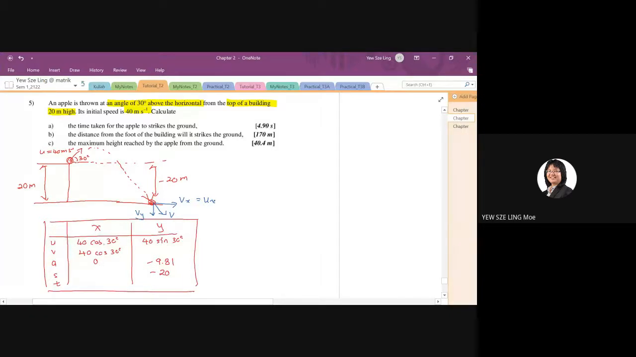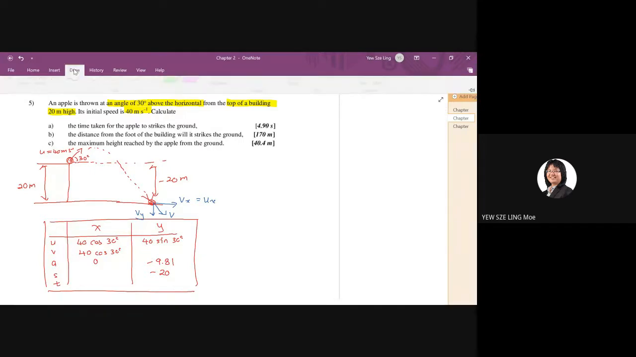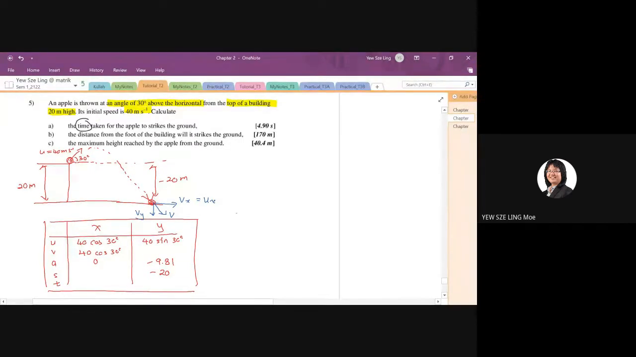And then T, well, we don't have T. And that is the thing that we want to calculate. So let's go back to the question. The question asks you to calculate what? It asks you to calculate time taken.